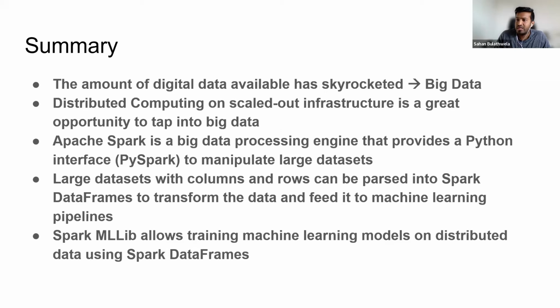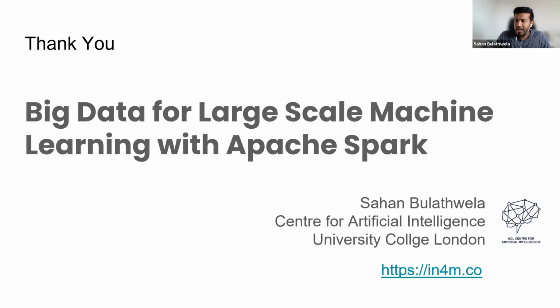So in summary, what we looked at today is that there's a lot of data out there right now, and distributed computing with scaled out infrastructure is a great opportunity for us to tap into this. We looked at Apache Spark and the core concepts of how Apache Spark leverages parallelism today in the context of PySpark, which is the Pythonic interface to Apache Spark. Then we looked at how DataFrames can be formed from conventional RDDs. And finally, we looked at how that extends into using large-scale machine learning. So that is what I had planned for today.